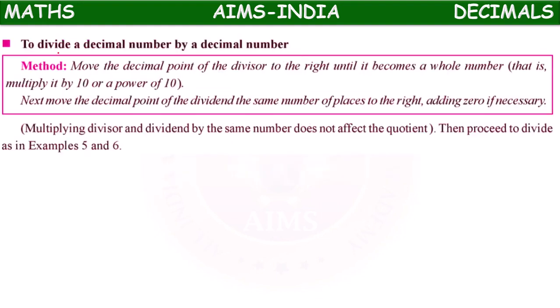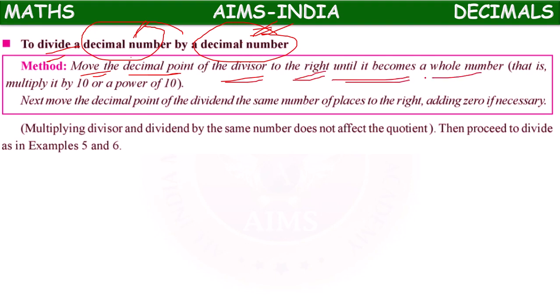Next one. To divide a decimal number by another decimal number, what is the method? Move the decimal point of the divisor to the right until it becomes a whole number. Means, until it becomes a whole number, up to that time we have to move it to the right, either by multiplying by 10 or powers of 10.